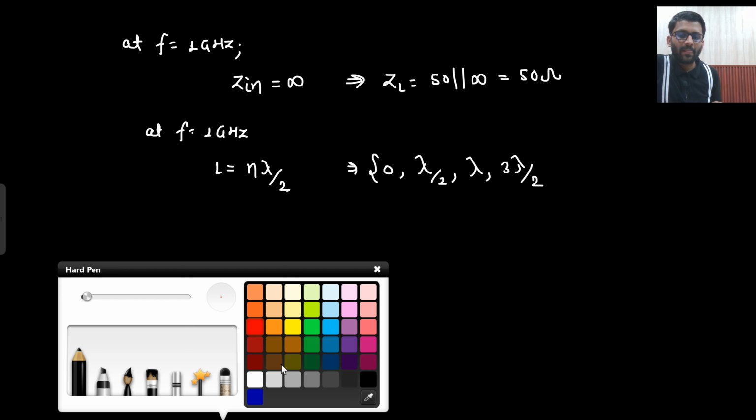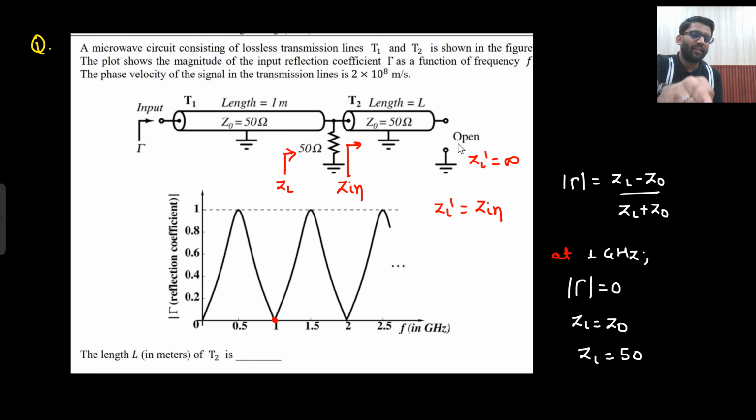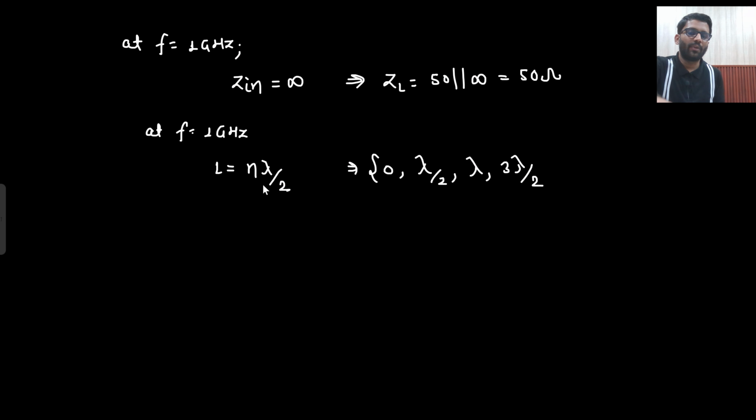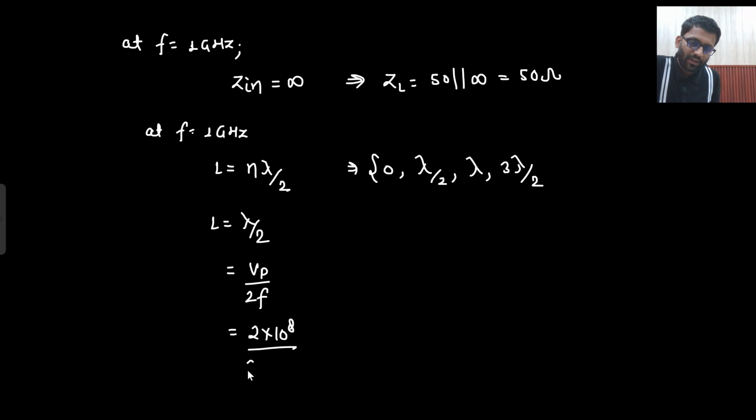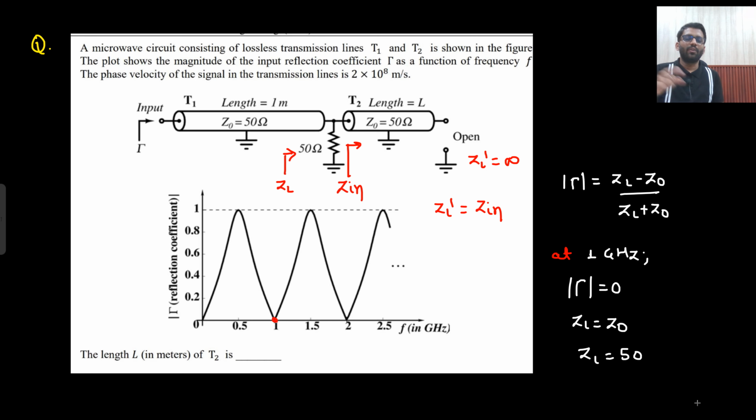What I mean to say is that I got to know that I need to replicate ZL equals to infinity. So I am saying that I will put n equals to 1 here. So my length should be equal to lambda by 2. But it should be at 1 gigahertz. So lambda is equal to C by F. C by 2F. And what is C? Not C, sorry. Vp by F. Lambda is equal to Vp by F. What is Vp? 2 into 10 to the power 8, divided by 2. And what is the frequency that I am saying? 1 gigahertz. That means 10 to the power 9. So what length are you getting? 0.1 meter.